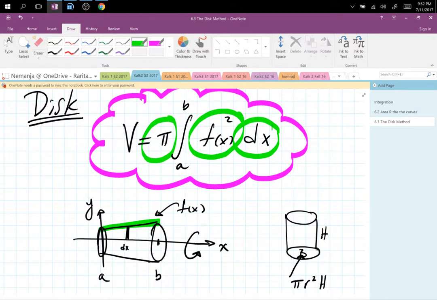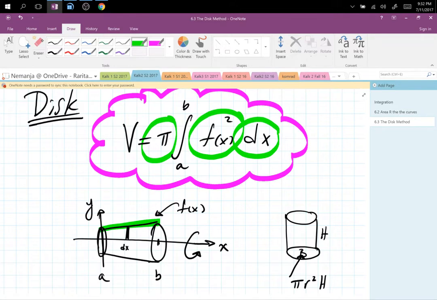Now what happens next? Well, computing is Calc 1, right? The next is the discussion on dimensions. I'm claiming this is volume. Is it volume? Of course it's volume.